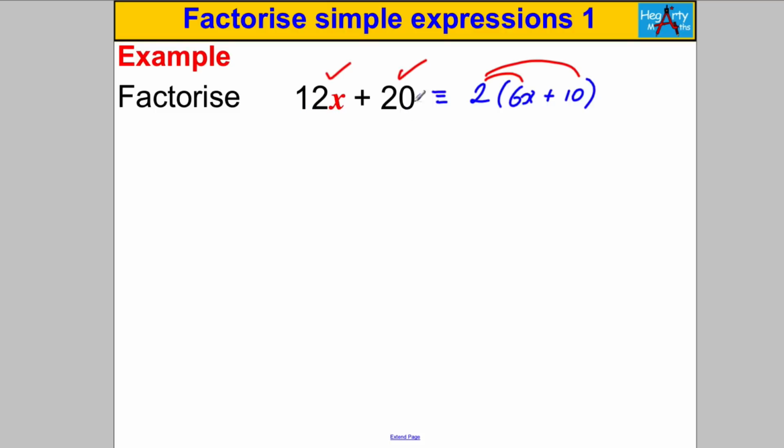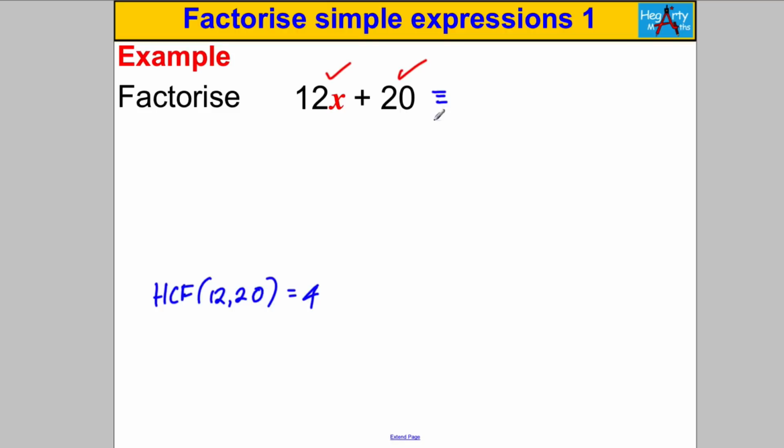Yeah, 2 is a factor of 12 and 20, but when you're asked to factorize, you always have to factorize out the highest common factor. So they should have just taken a second in their head and thought to themselves, what is the HCF of 12 and 20? Oh, it's 4. So they should have just factorized out a 4, and then they would have said, right, 4 times what gives me 12x? 3x. 4 times what gives me positive 20? Positive 5. Times it out, it does give you what you're looking for, but that is the proper answer, not the one I showed you before with the 2.